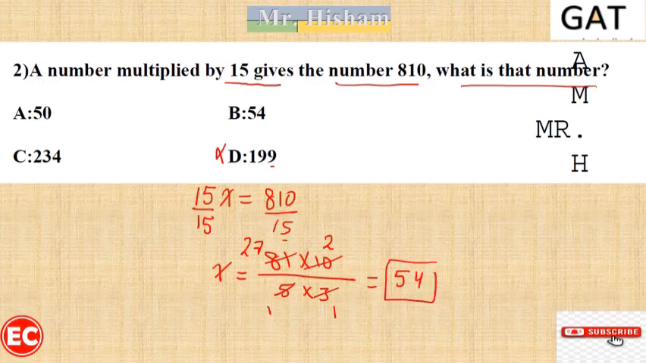If you don't know how to simplify this division, you can start by multiplying 50 by 15, and 50 multiplied by 15 will give you 750. So you need more, so I go to 54. And of course, the answer is not 200, because 200 multiplied by 15 is more than that. So the right answer is B.